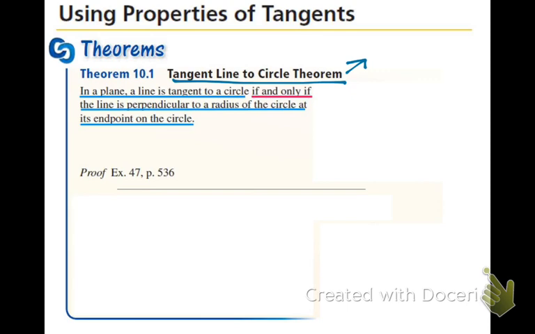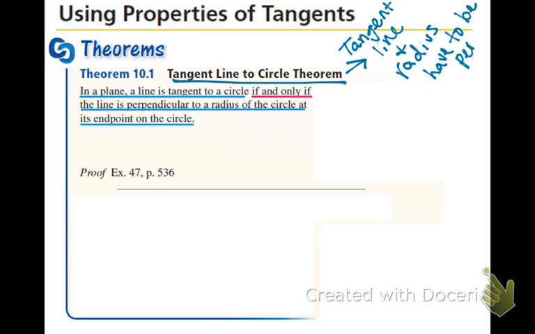So tangent line to a circle theorem. You're proving if a line is tangent to a circle. So in order to do that, a tangent line, and you should be writing this, and a radius have to be perpendicular. I don't have room, but you guys get the picture. I'll write it on the screen.